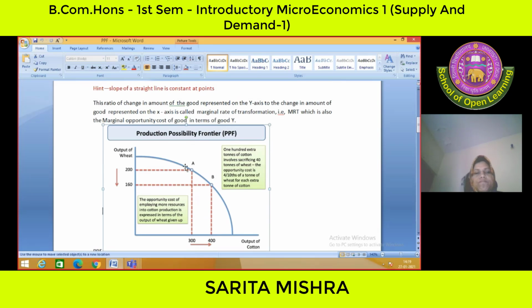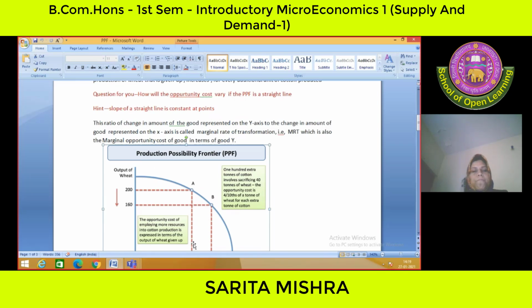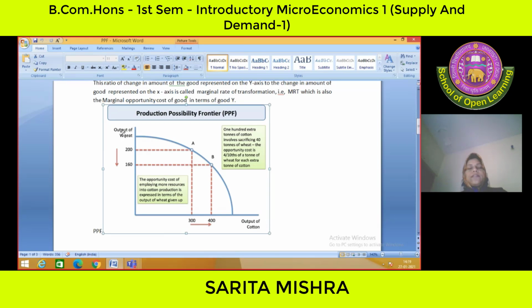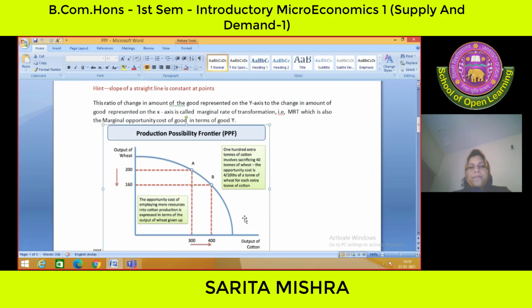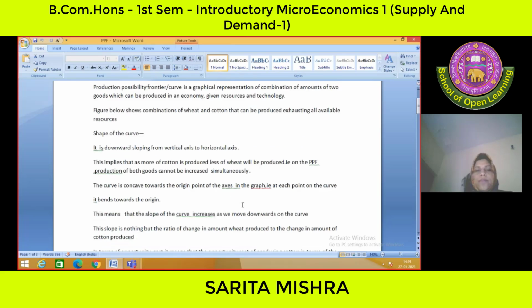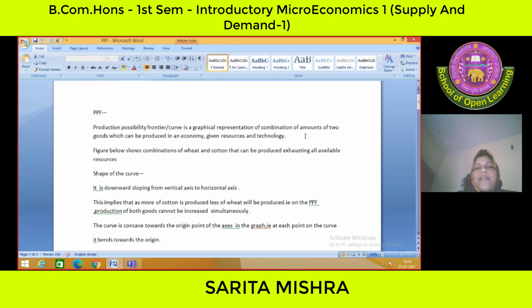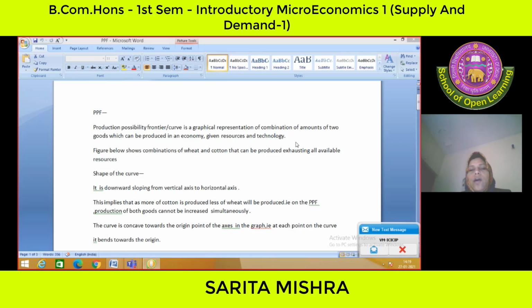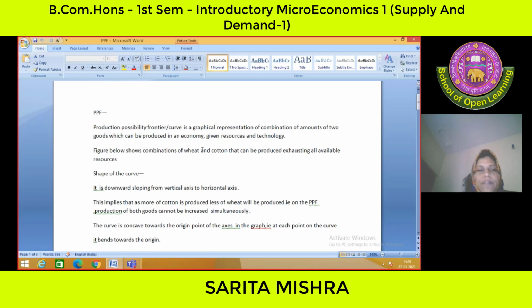Now, this point, as you see, point A is representing, say, 200 units of output of wheat and 300 units of output of cotton. So we have represented here the amount of wheat that can be produced by the economy and the amount of cotton that can be produced by the economy at a given point of time, when we assume that the total resources in the economy are constant and technology is also at the same level of development.